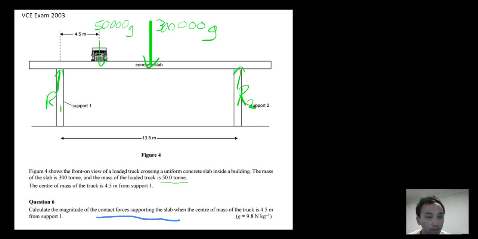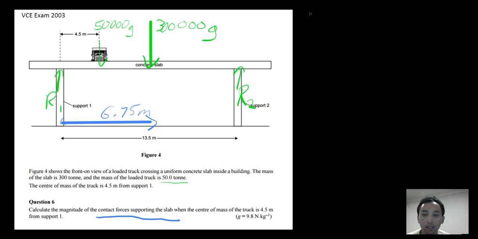So this one over here, let's label where it is. It's going to be halfway across this 13.5 meter length, and halfway of 13.5 is going to be a length of 6.75 meters. Okay, and from here we've labeled all of the forces. It's just a matter of calculation right now.